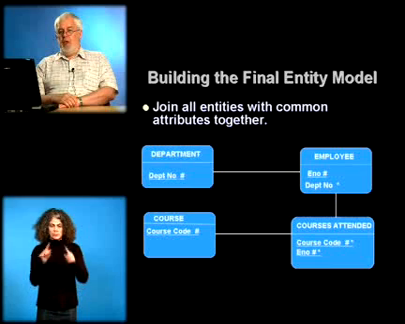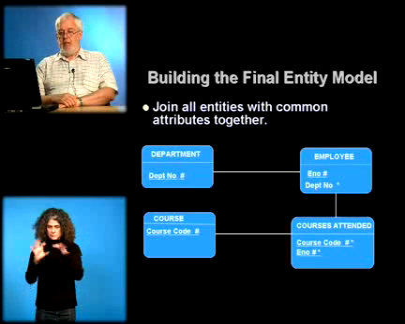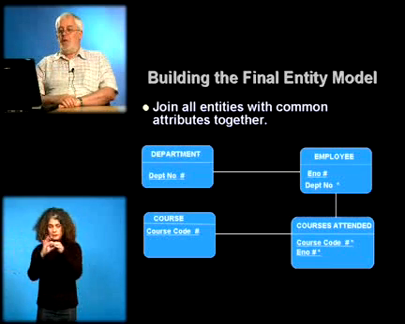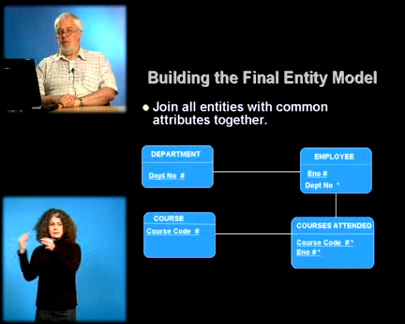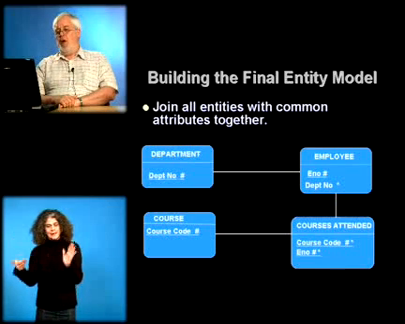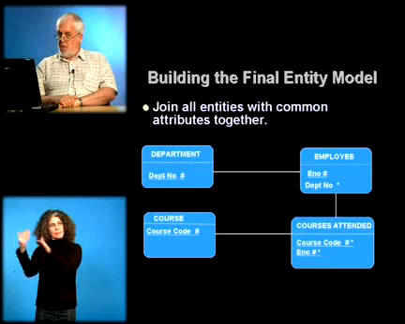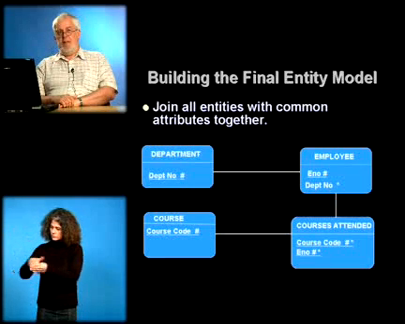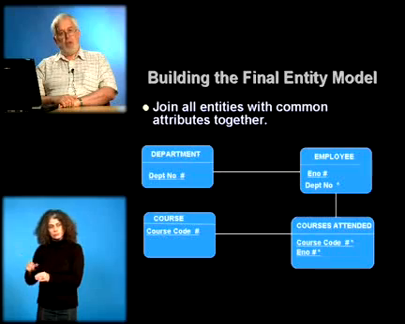Now we join all the entities with common attributes together. So department is joined to employee because there is a common attribute. Employee is joined to courses attended because there is a common attribute. And courses attended is joined to course because there is a common attribute.